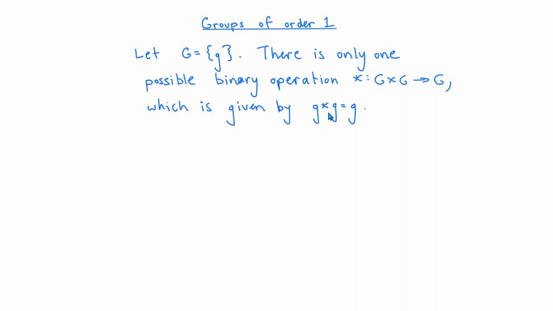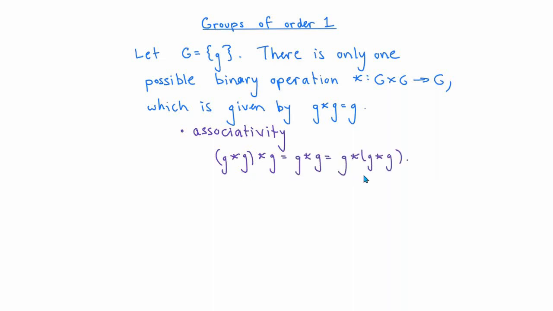Now, we claim that this binary operation turns G into a group. So there are three things that we need to check. First of all, we need to check that the binary operation is associative. Well, if I compute G star G star G, first by putting the parentheses on the left, then it's easy to see that I get the same thing as if I compute it by putting the parentheses on the right. Since there's only one element in the set G, this shows that the binary operation is associative.